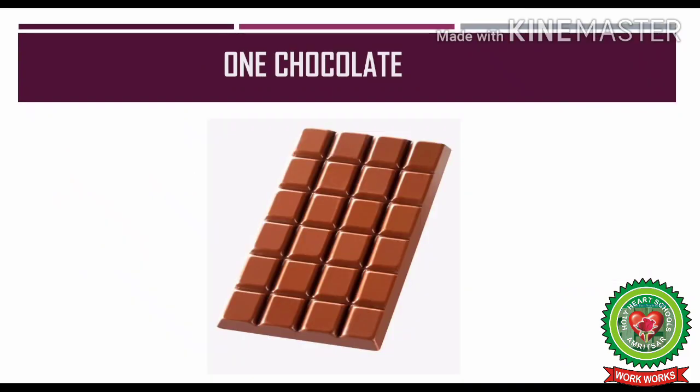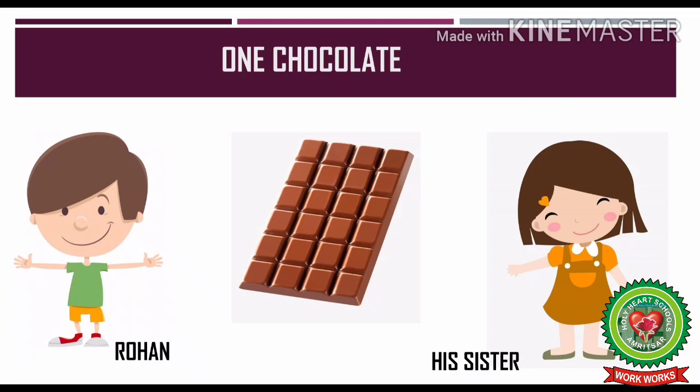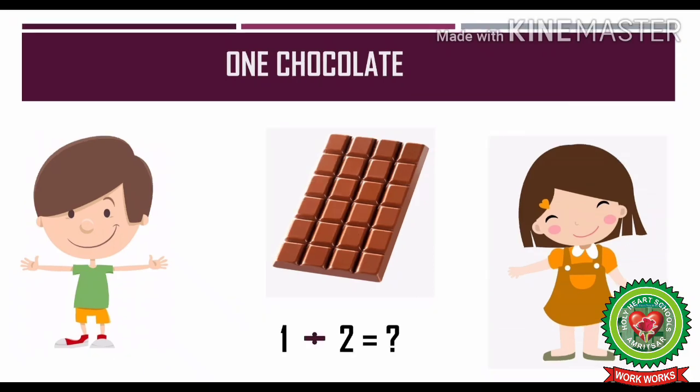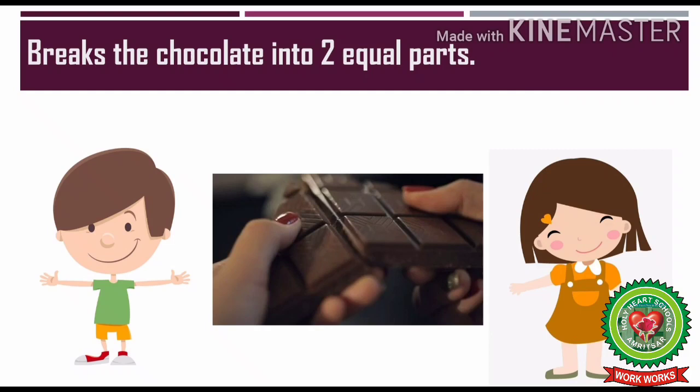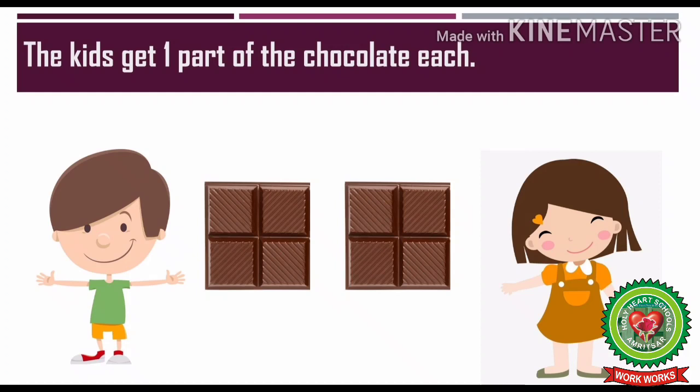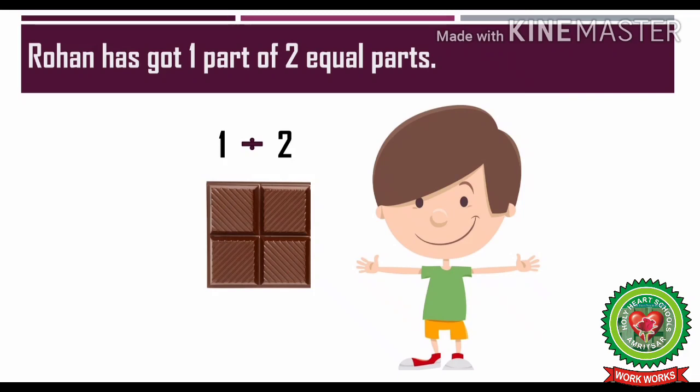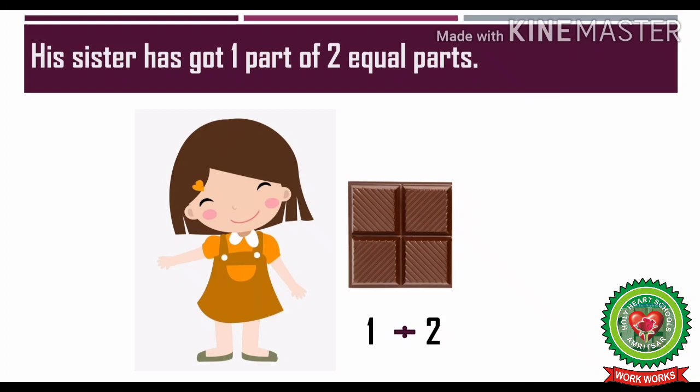Now on another day, Rohan's mother got just 1 chocolate. Now there is just 1 chocolate but there are 2 kids. What would she do? Will she give it to only one of them? No, that won't be fair. So now the chocolate has to be divided between these 2 kids. So what does the mother do? She breaks the chocolate into 2 equal parts and gives 1 part to each of the 2 kids. So Rohan gets 1 part and his sister gets 1 part.